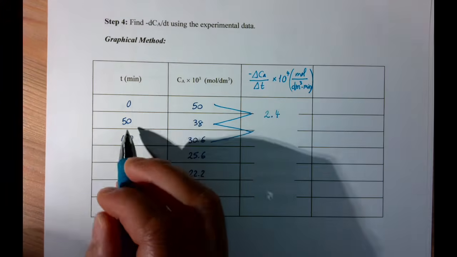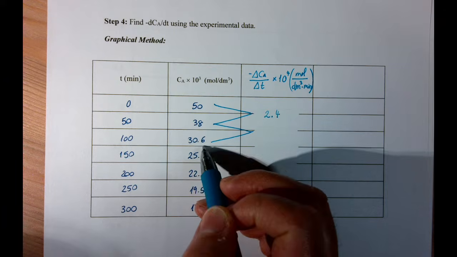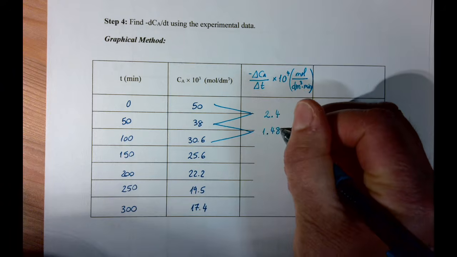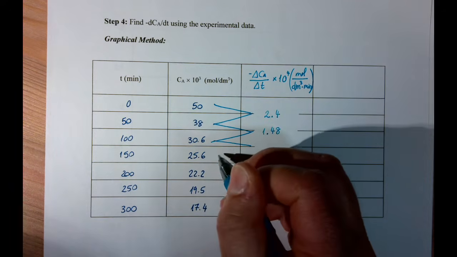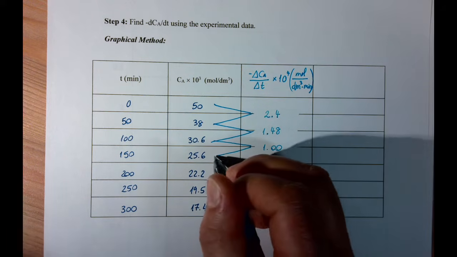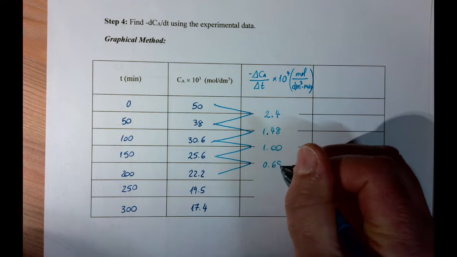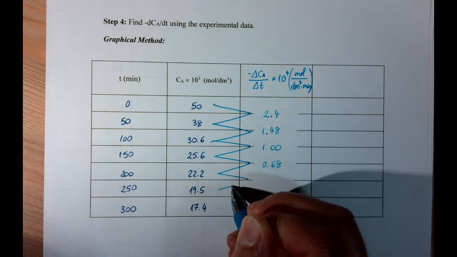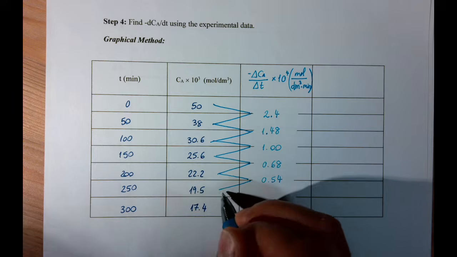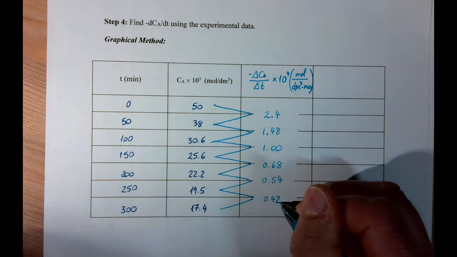Over here, for the next interval from 50 to 100, the change is 38 to 30.6. And when you do the numbers, you'll get 1.48. The next interval, 1.0, 0.68, 0.54, 0.42.